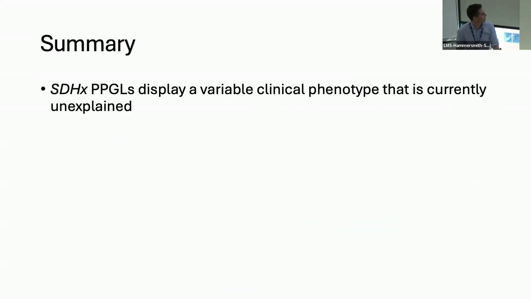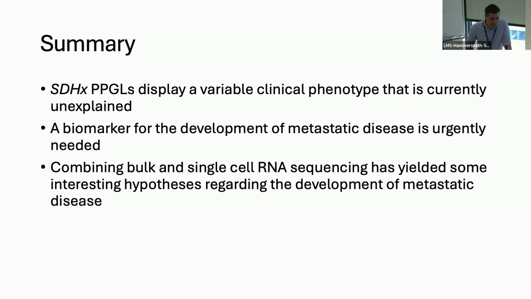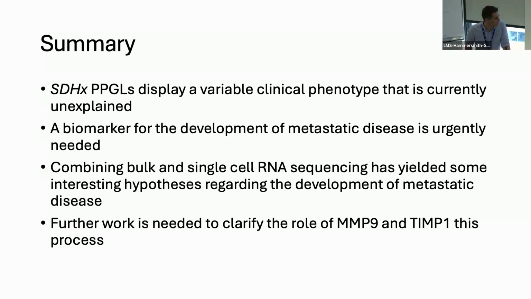So in summary, SDHX PPGLs display a variable clinical phenotype that is currently unexplained. A biomarker for the development of metastatic disease is urgently needed. We have used single cell and bulk RNA sequencing to yield some interesting hypotheses regarding the development of metastatic disease, and we need to do more work to clarify the role of MMP9 and TIMP1 in this process.